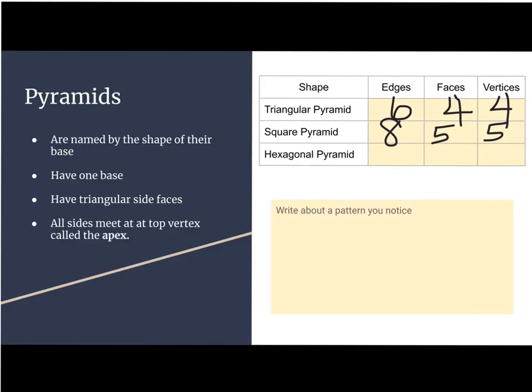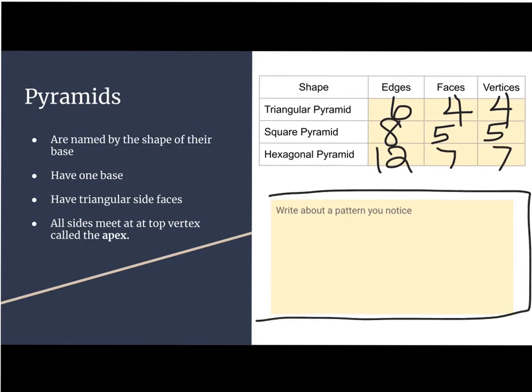Let's go ahead and finish up our notes. Make sure you're on the pyramid page. In our hexagonal pyramid, we had 12 edges. We had 7 faces, and we had 7 vertices. I'd like you to look here and write about one pattern or connection that you see when you're looking at pyramids and their properties.